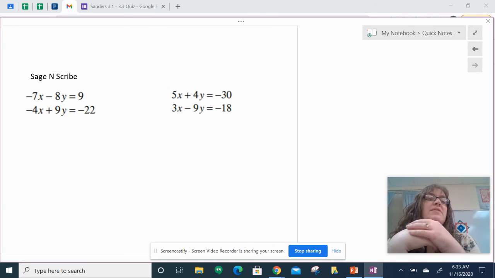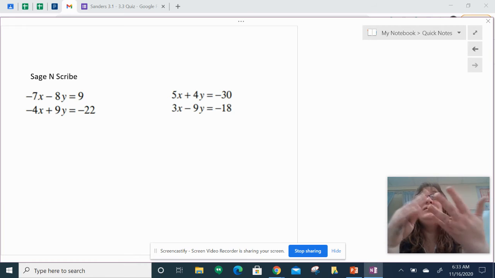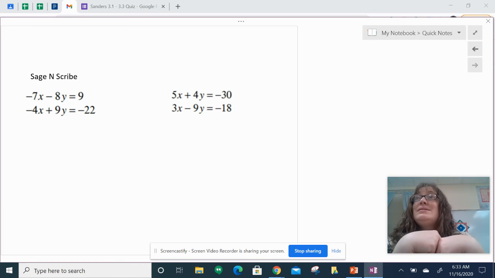So on this first one, if I look at negative 7x minus 8y is equal to 9, and negative 4x plus 9y is equal to negative 22, I can't multiply 7 by anything and get 4, or 4 by anything to get 7. I can't multiply 8 by anything to get 9 or 9 by anything to get 8. And so what I'm going to do on this one is I'm going to multiply both equations by their opposites.